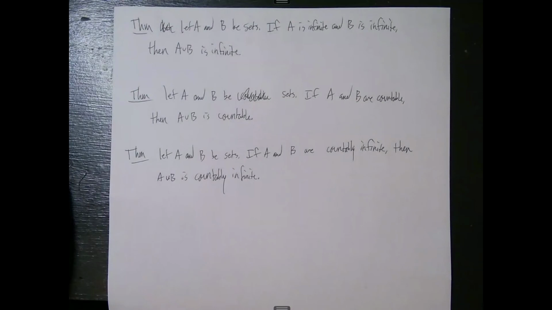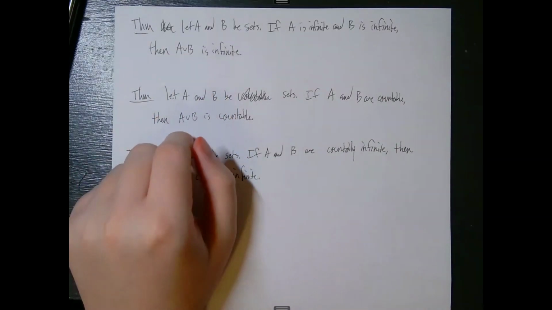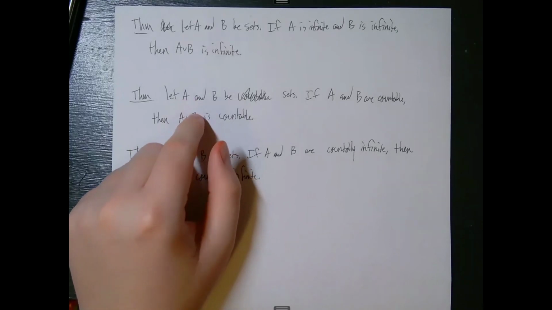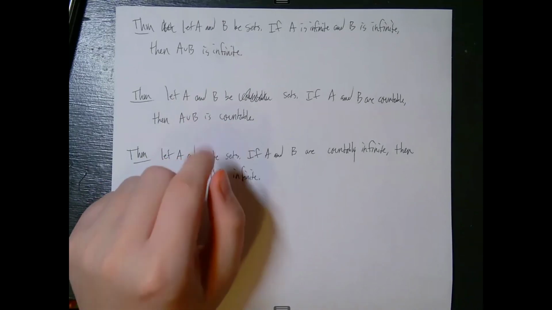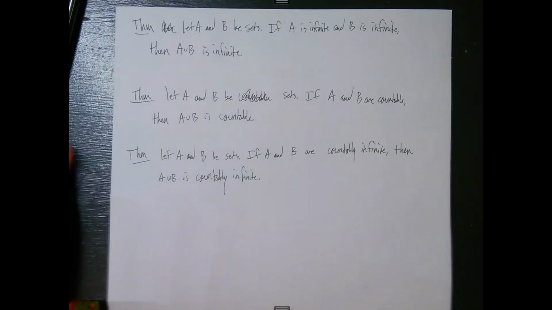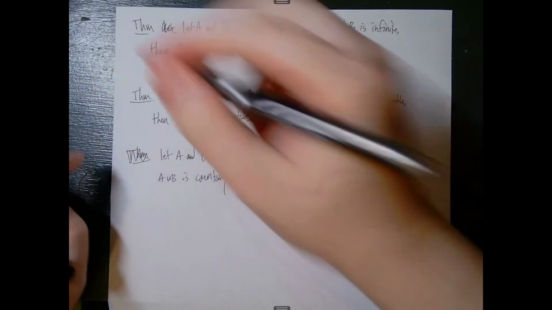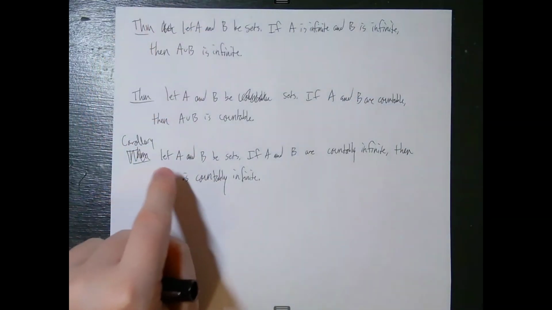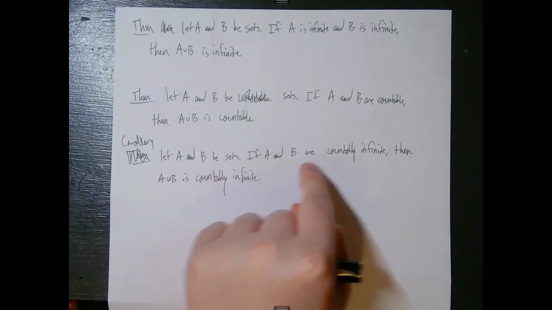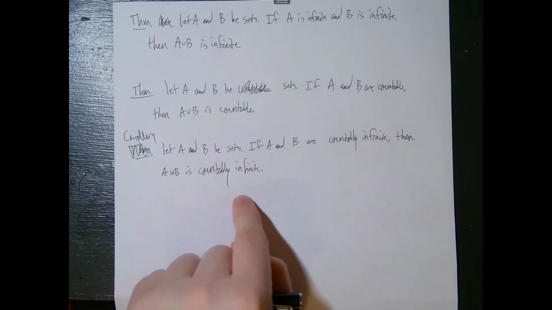The first one is we're going to let A and B be sets. If A is infinite and B is infinite, then A union B is also infinite. The second is let A and B be sets. If A and B are countable, then A union B is also countable. And then finally, this theorem is basic. Actually, I should call this a corollary. It is a theorem, but we can be more specific and call it a corollary of the previous 2. If we let A and B be sets, if A and B are countably infinite, or countable and infinite, then A union B is countably infinite.